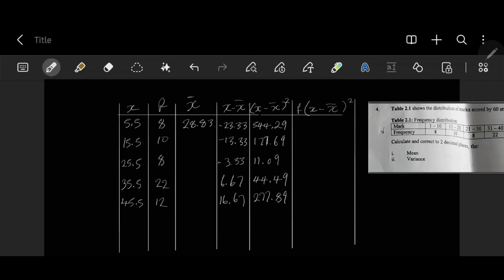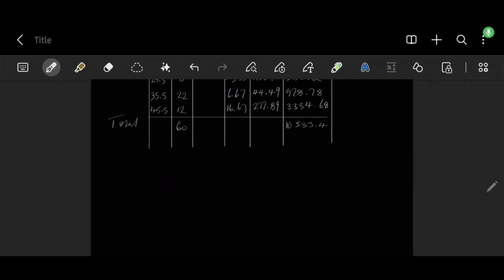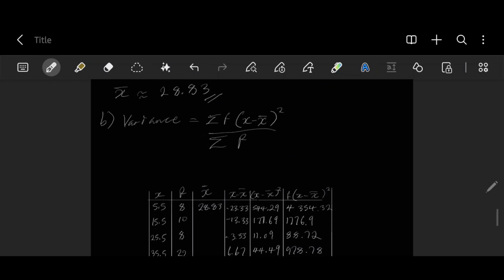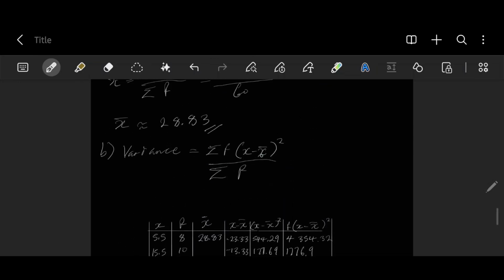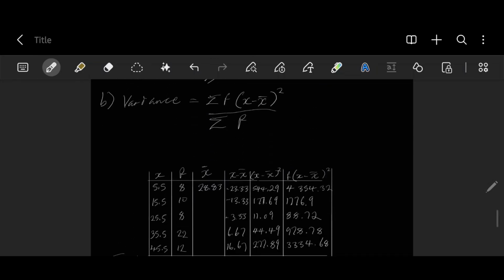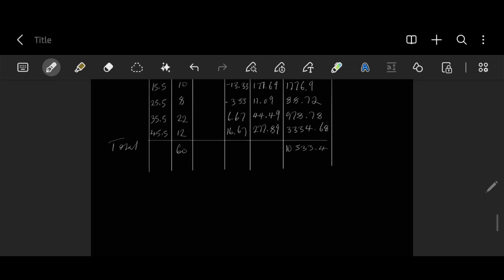Okay, so I've gotten my values for each of them. The next thing I'm going to do is multiply the frequency by this for each value. So I'm going to do 8 times this, 10 times this, 8 times this, 22 times this, 12 times this. This is my value. So we've gotten the summation of this and the summation of this, and we can just substitute.